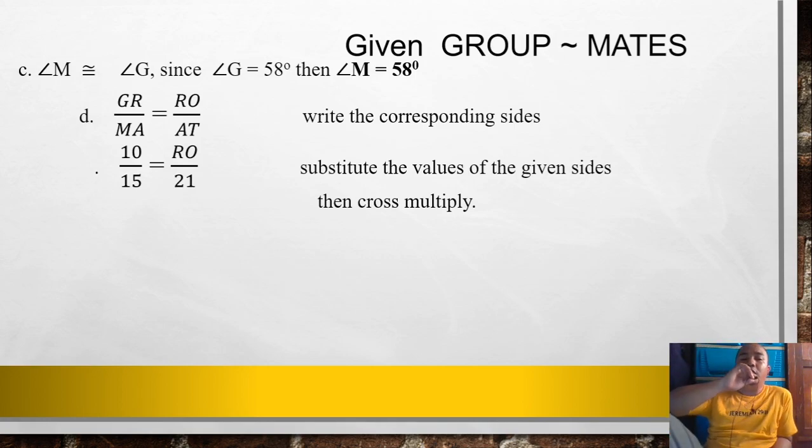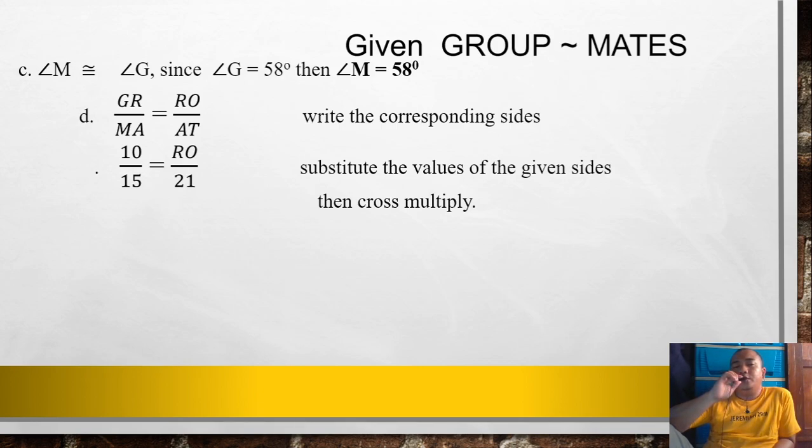If GR is 10, MA is 15, RO is unknown, AT is 21. Okay, find RO. So you can also draw these two figures. Each consists of 5 sides, therefore they're pentagons, similar pentagons. So let's solve for RO.